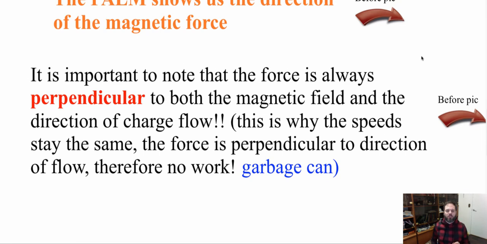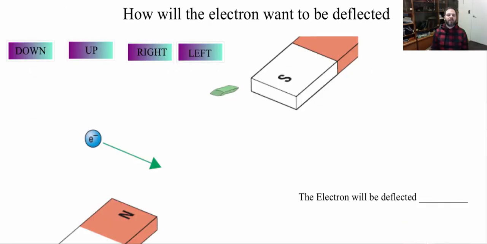Now, it is important to note that the force is always perpendicular to both the magnetic field and the direction of the charge flow. This is why the speeds stay the same and the force is a perpendicular direction of flow. Therefore, no work. One thing to note is that we always need the perpendicular speed of the charged particle to the magnetic field. Let's take a look at an example here to see how we use this third hand rule.